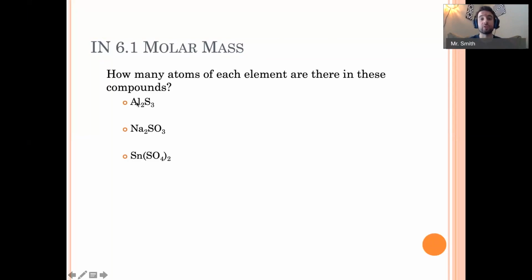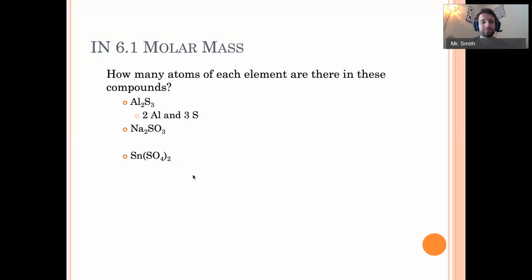We've got Al2S3, Na2SO3, and Sn(SO4)2. For example, in the first problem, I can tell you that there are two aluminums and three sulfurs. For the second and third problem, tell me how many of each element you have. Go ahead and take maybe 30 seconds and work on this. Pause the video if you need more time.